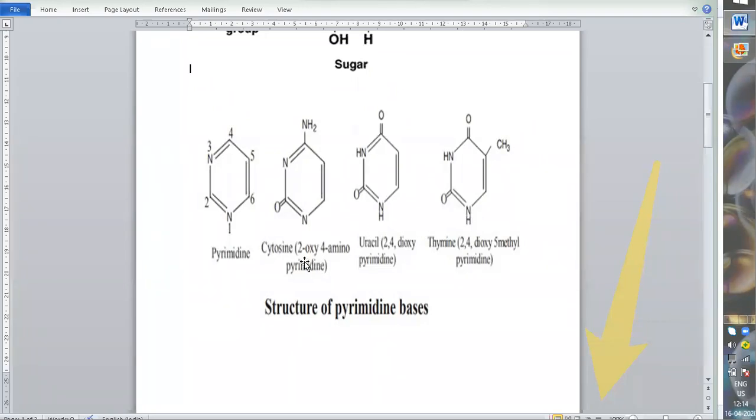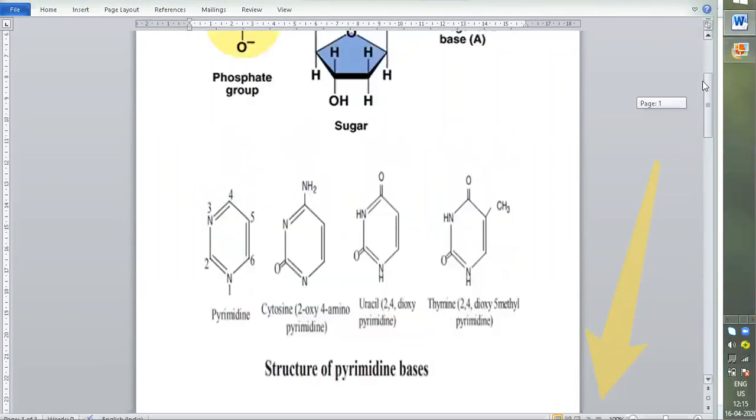In DNA, cytosine and thymine are present. In RNA, in place of thymine, uracil is present along with cytosine. So cytosine and uracil are present in RNA, and cytosine and thymine are present in DNA.